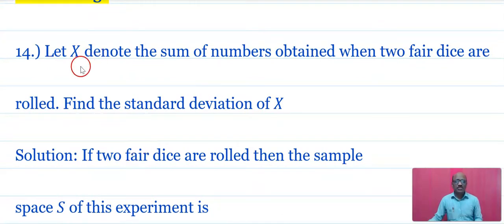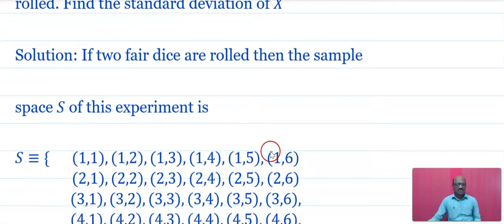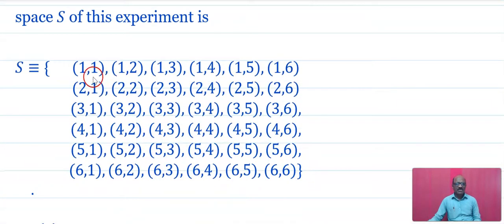Now the next problem. Let capital X denote the sum of the numbers obtained when two fair dice are rolled. Find the standard deviation, SD. We want to find out SD of X. If two fair dice are rolled, then the sample space S of this experiment is, as you know, again 1 1, 1 2, 1 3, up to 6 6, as you know.